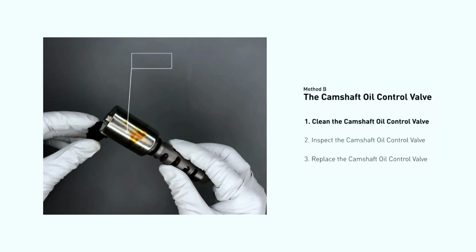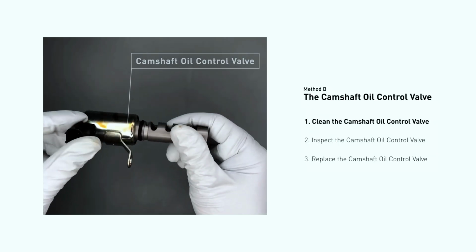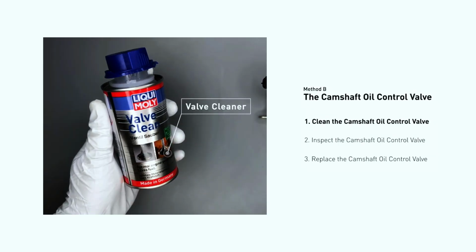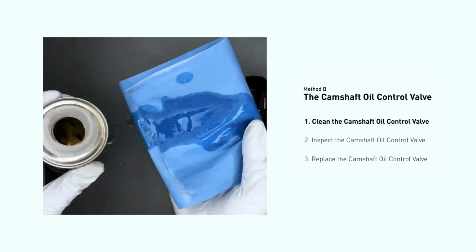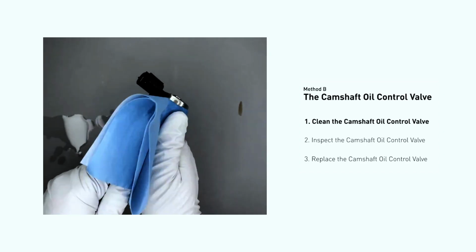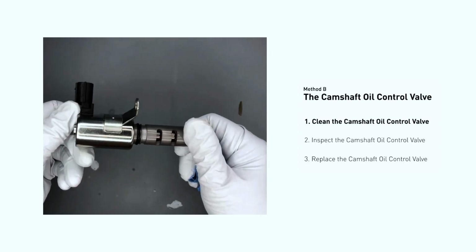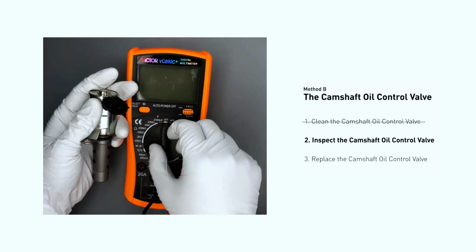Method B, the camshaft oil control valve. First, carefully remove the camshaft oil control valve from the engine. Use a valve cleaner to clean the camshaft oil control valve. Then, use a multimeter to proceed with the test on the camshaft oil control valve.